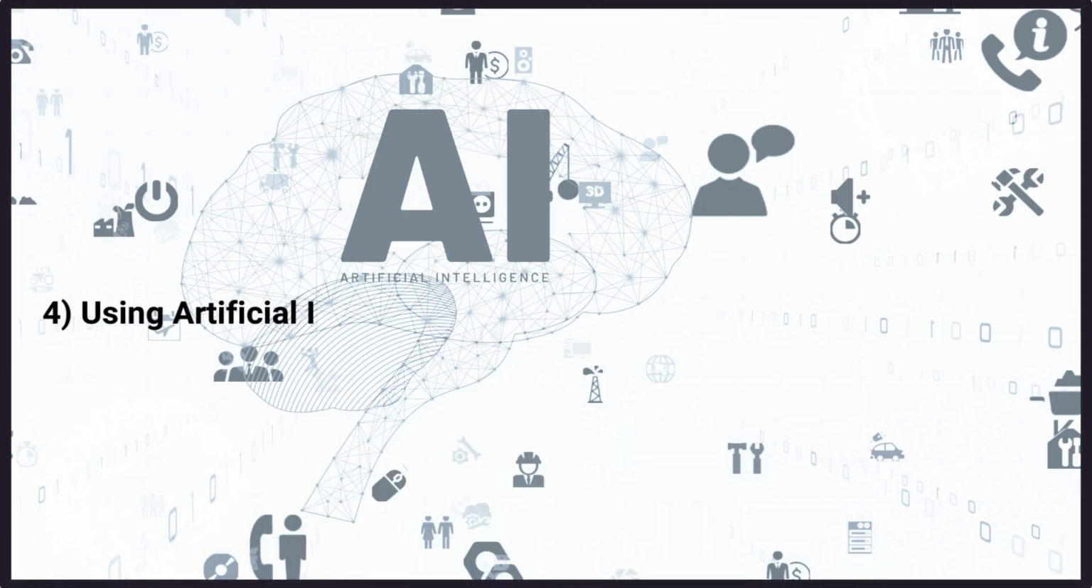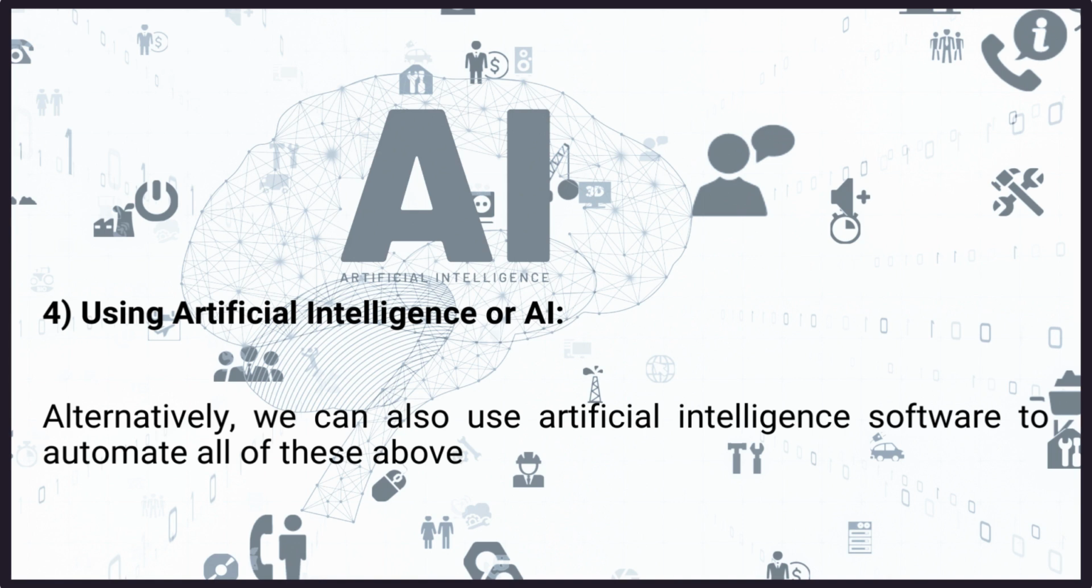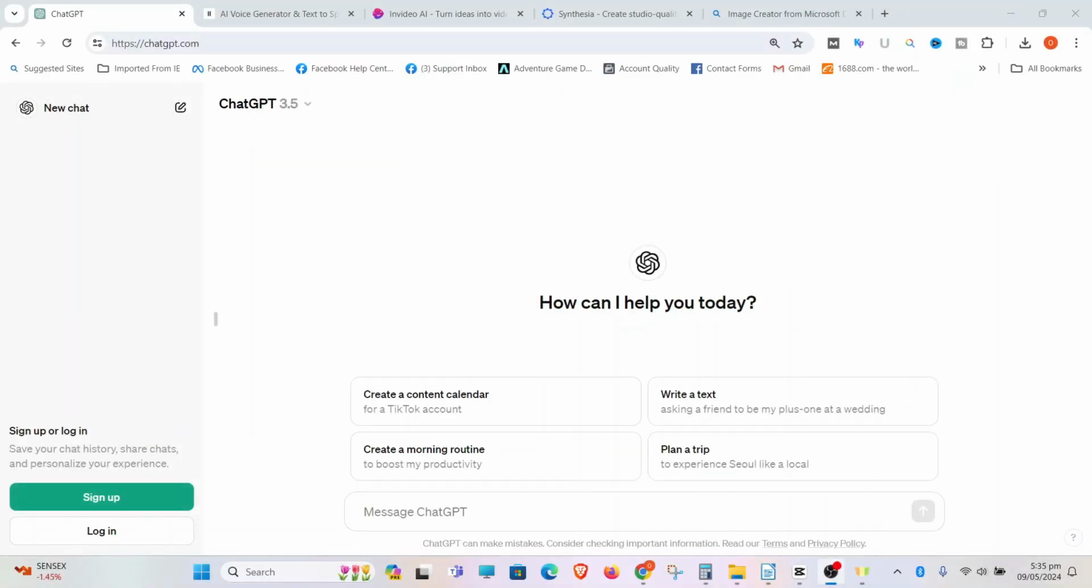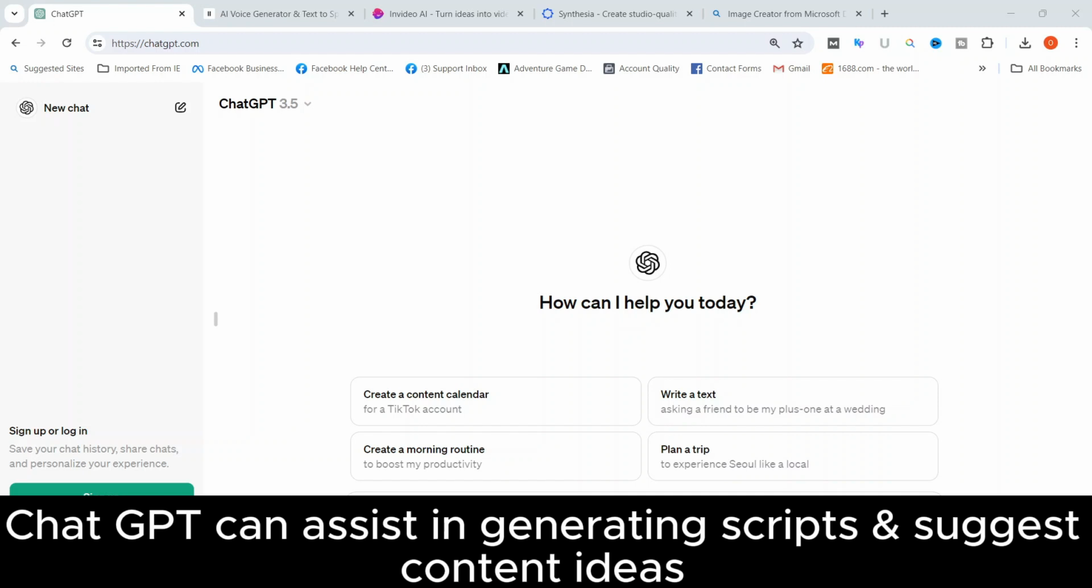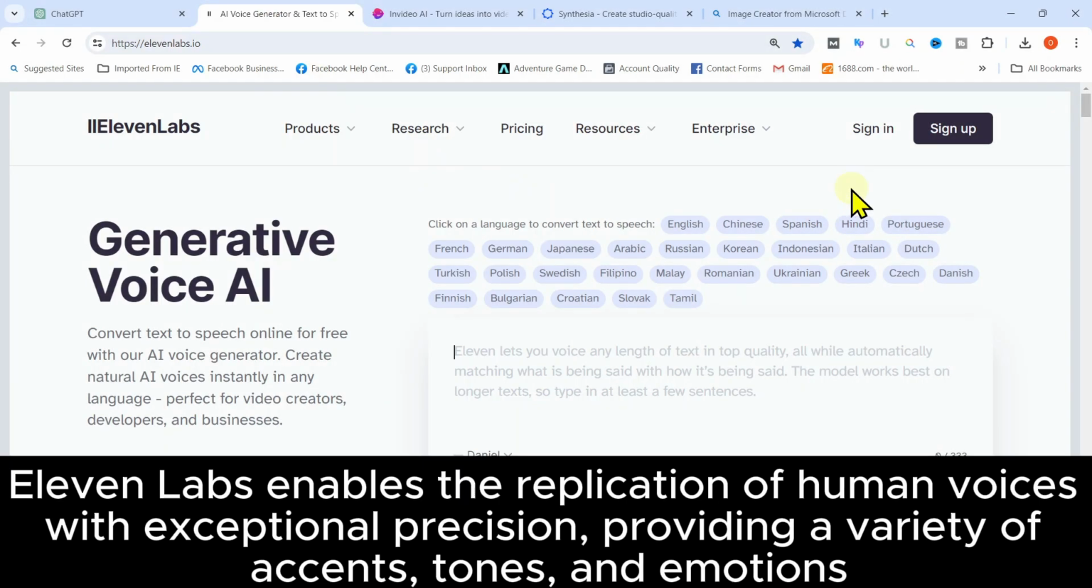Using artificial intelligence or AI. Alternatively, we can also use artificial intelligence software to automate all of these above tasks. AI-powered tools such as ChatGPT can assist in generating scripts and suggest content ideas. Utilizing AI-powered tools such as 11 Labs enables the replication of human voices with exceptional precision, providing a variety of accents, tones, and emotions.